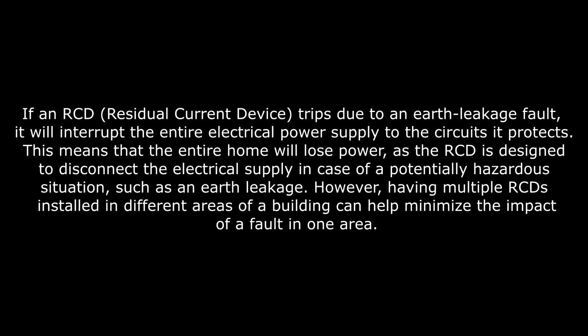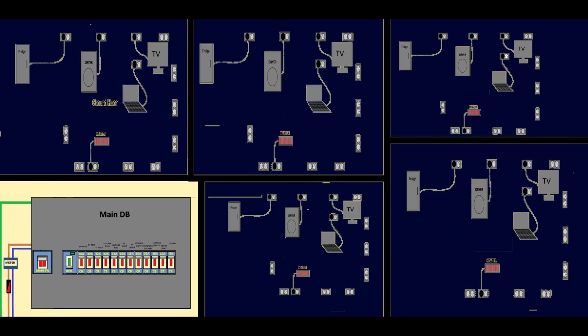In this case, if your home has a faulty circuit, or you have a faulty appliance which generates an earth leak, only that circuit will be tripped, and then the rest of your home will have a power supply.